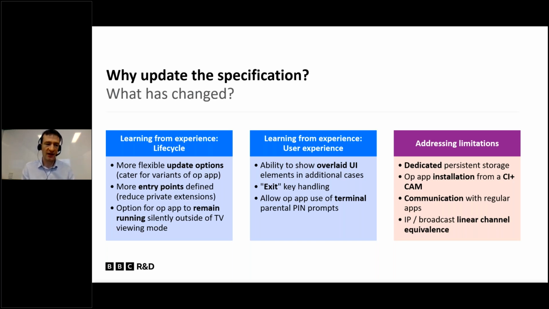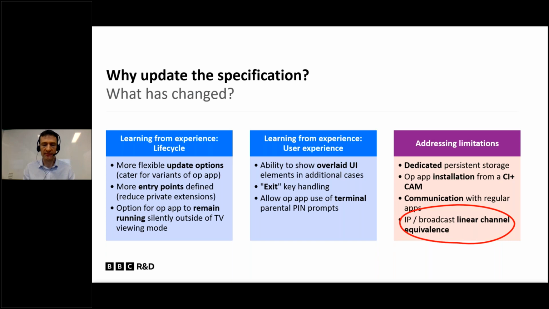And then on the limitations, the OpApp now has access to dedicated persistent storage, not subject to the constraints of the persistent storage available to regular HbbTV apps. There's also support for an OpApp to be installed directly from a CI Plus CAM without needing a connection to the internet. There's a mechanism to communicate with regular HbbTV apps to facilitate some single sign-on use cases. And there's much improved equivalence between linear channels delivered over IP and broadcast.